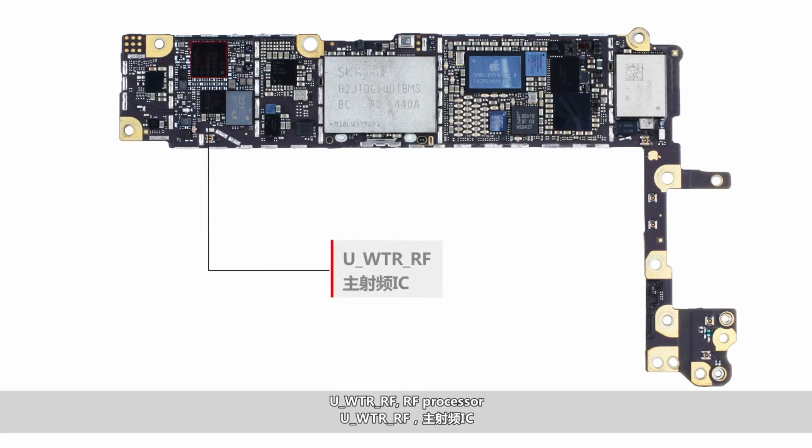UWTR-RF, RF processor. It receives and transmits signals of different bands. Reception signals to be processed by UWF-RF are not included. UWTR-RF converts transmit signals from baseband IQ signals into RF signals and then sends them out. It also restores RF signals into IQ signals and then transmits the IQ signals to the baseband CPU for further processing.